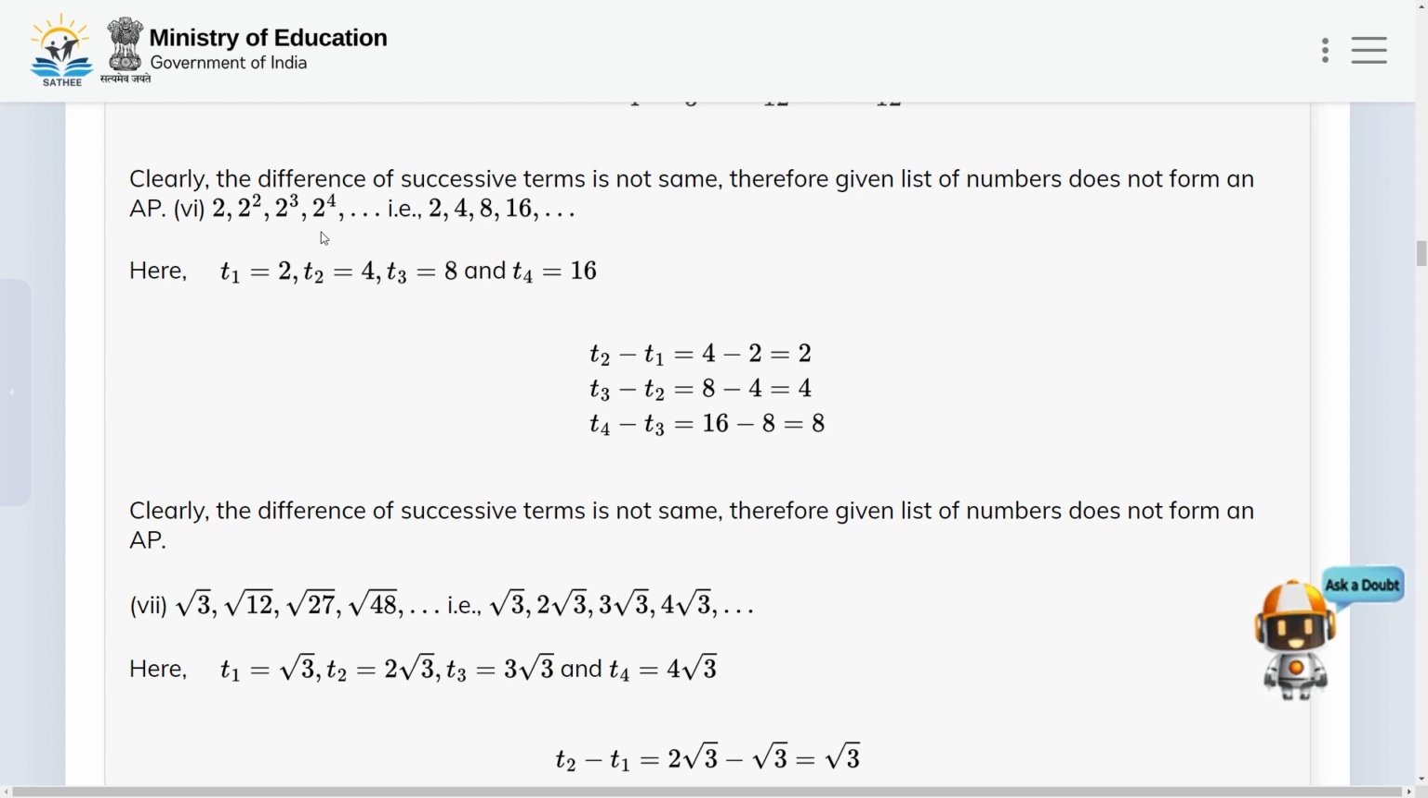Okay, so clearly the difference of successive terms is not the same. Therefore, the given list of numbers does not form an arithmetic progression. And now let us check the seventh one.